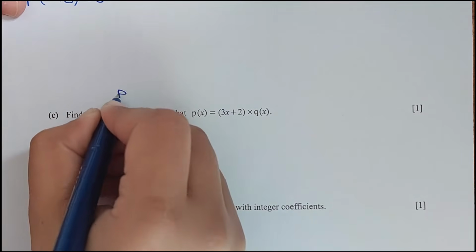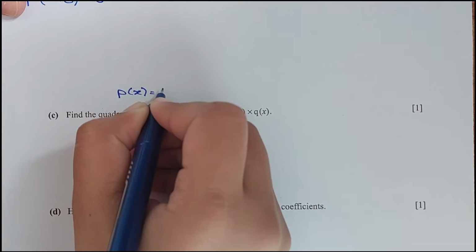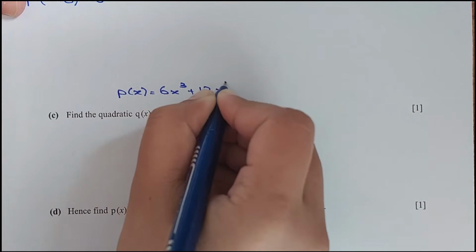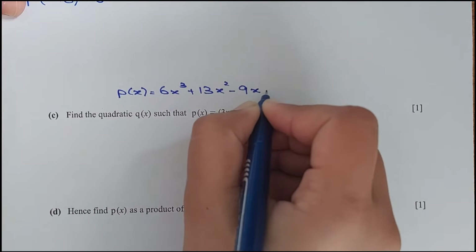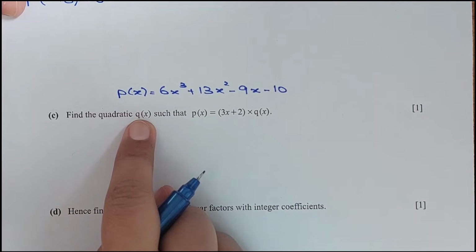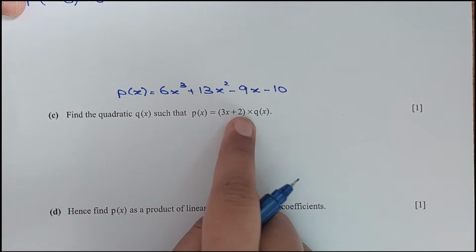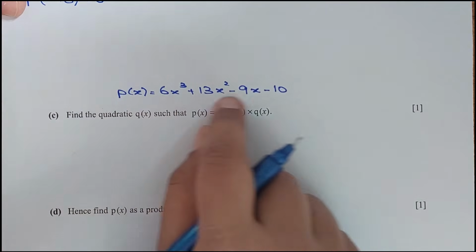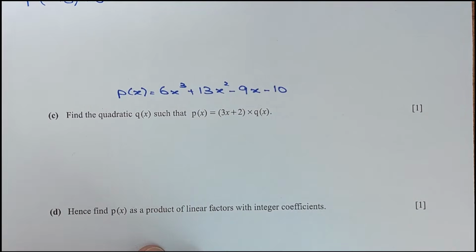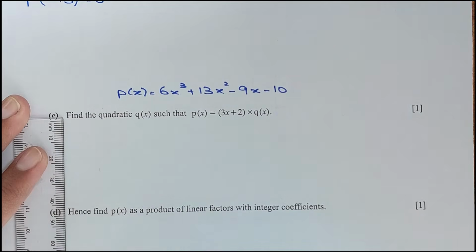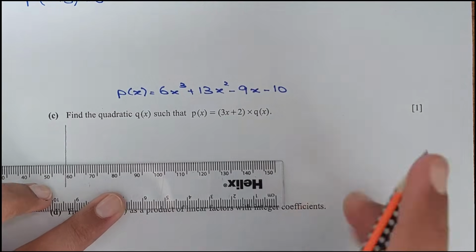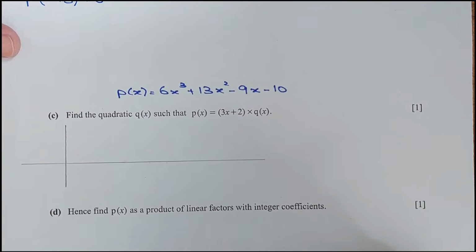Now let me rewrite the polynomial p of x. A value is 6. X cube plus 13x square, b is minus 9x and the c is negative 10. Right. Now for part C, find the quadratic q of x where p of x is 3x plus 2 times q of x, right? This is a cubic polynomial. We have to convert into linear and a quadratic one. So if I can do the synthetic division, and we know that one factor of this one, let me apply the synthetic division method here and we can find the quadratic factor.